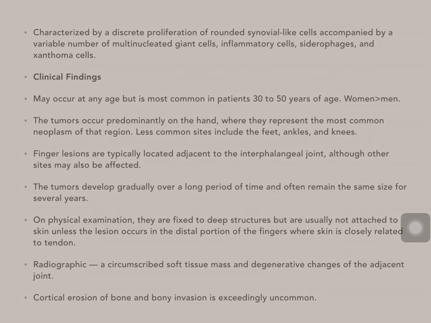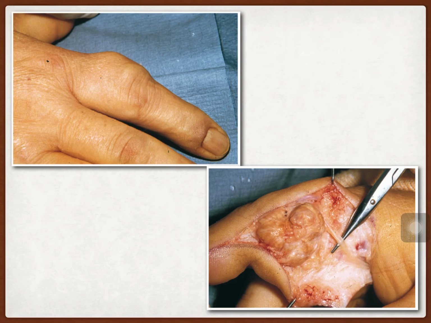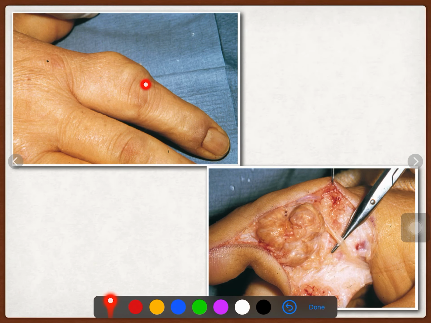On physical examination, they are fixed to deep structures, but they are not attached to the skin unless the lesion occurs in the distal portion of the finger, where the skin is closely related to the tendon. Coming to the radiography, it is seen as a well circumscribed soft tissue mass, and degenerative changes of the adjacent joint can be seen. Sometimes cortical erosion of bone and bony invasion is seen. Here we can see the lesion in the distal part of the finger, and also here we can see that it is just adjacent to the tendon.